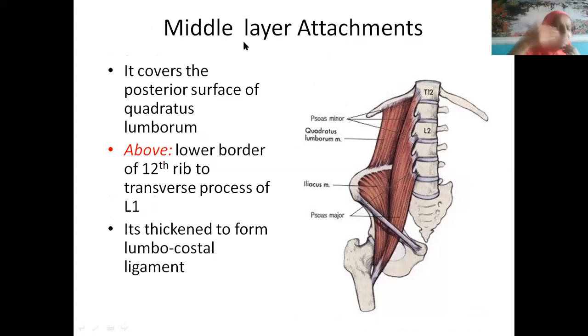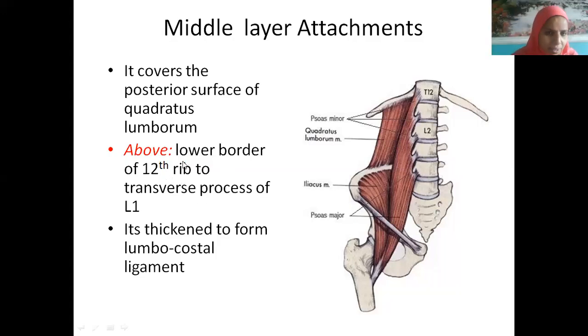Three layers will have different attachments. You can do dissection and remove stepwise. Actually this dissection is done from behind to appreciate it better. Now middle layer, it covers the posterior surface of quadratus lumborum. We know this fact. And if we want to observe its vertical extent again, above lower border of the 12th rib to transverse, same like the anterior layer only.